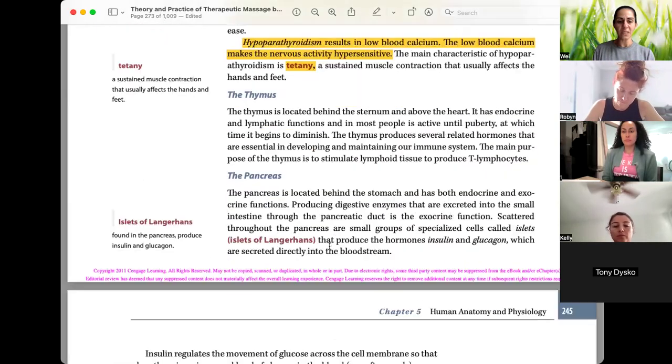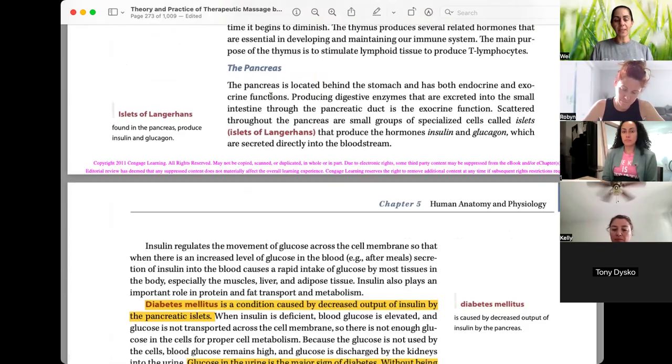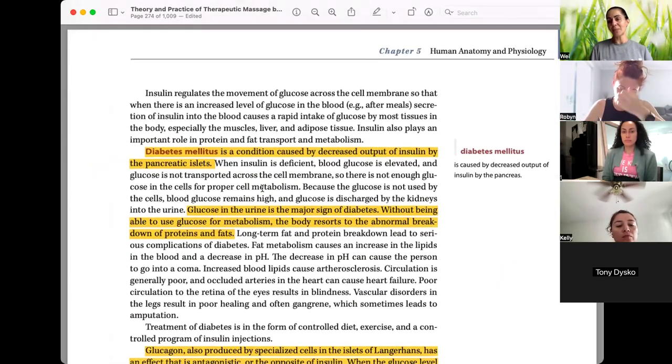All righty. Pathologies of the endocrine system are pretty simple. Now let's get to the pancreas, and the most common disease besides heart disease is diabetes, which is called diabetes mellitus. The problem is decreased output of insulin by the pancreatic islets, which are cells in the pancreas.